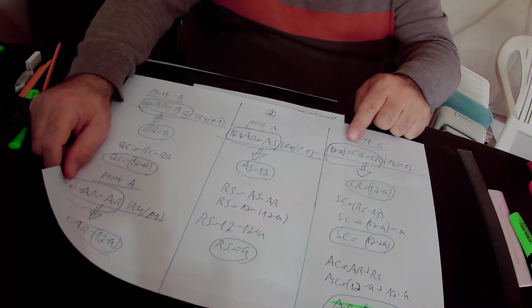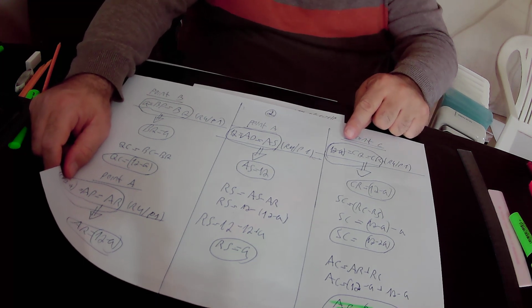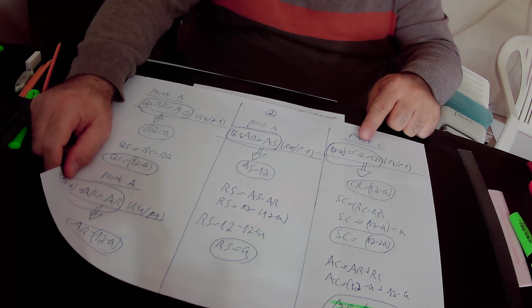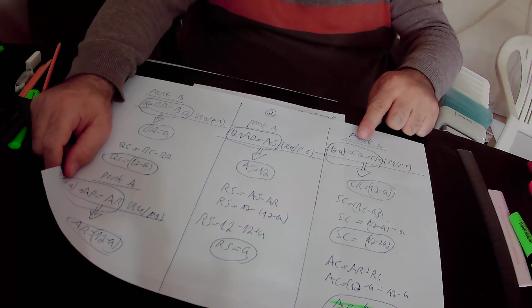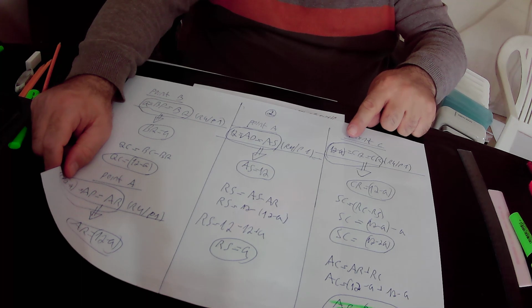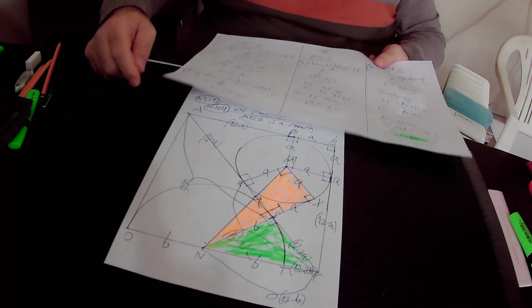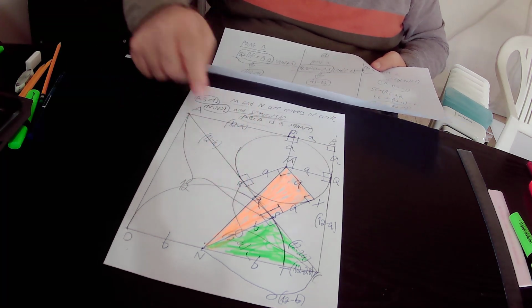But we have already found out that CQ equals 12 minus A. So from this equation, 12 minus A equals CQ equals CR. We conclude that CR equals 12 minus A. So we found out that CR is equal to 12 minus A.